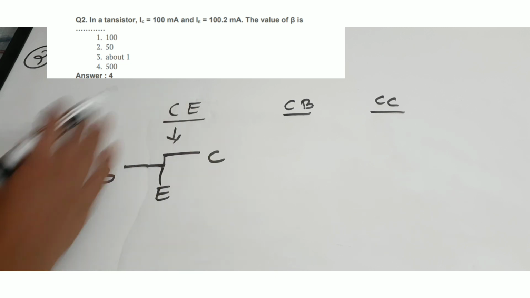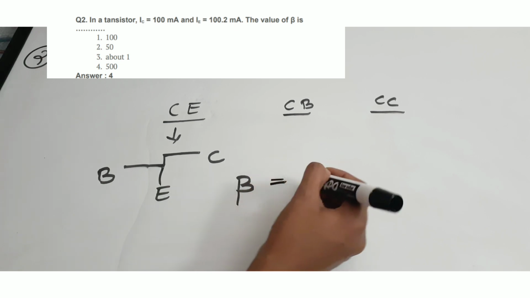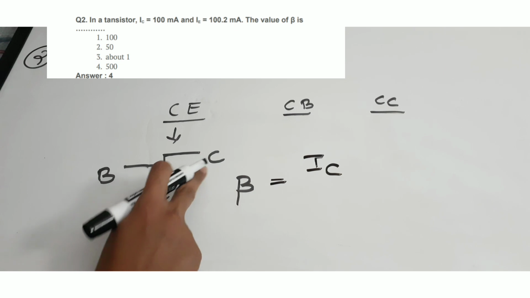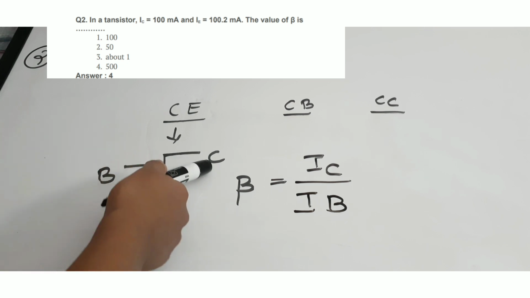In the common emitter configuration, the current gain we denote using the letter beta. Current gain means how much gain is happening to the current. We apply an input current and we get an output current, right? And how much amplification or gain is happening to this current is represented using the term called current gain. So current gain is equal to output current, that is IC, by input current IB. Output terminal is collector, so IC.